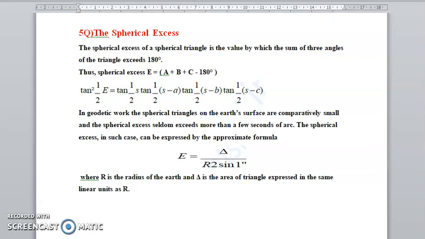I will explain about advanced survey, the spherical excess. The spherical excess of a spherical triangle is the value by which the sum of the three angles exceeds 180 degrees. The spherical excess E is equal to A plus B plus C minus 180 degrees. That is, tan square 1 by 2 E equals tan 1 by 2 S, tan 1 by 2 (S minus A), tan 1 by 2 (S minus B), tan 1 by 2 (S minus C).